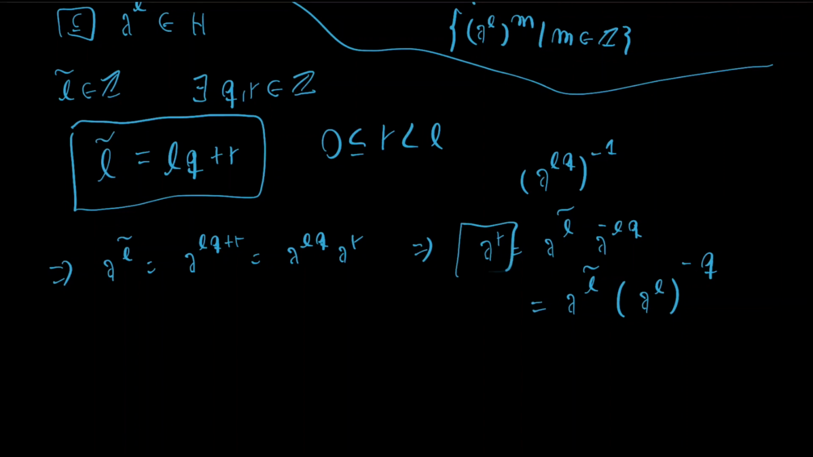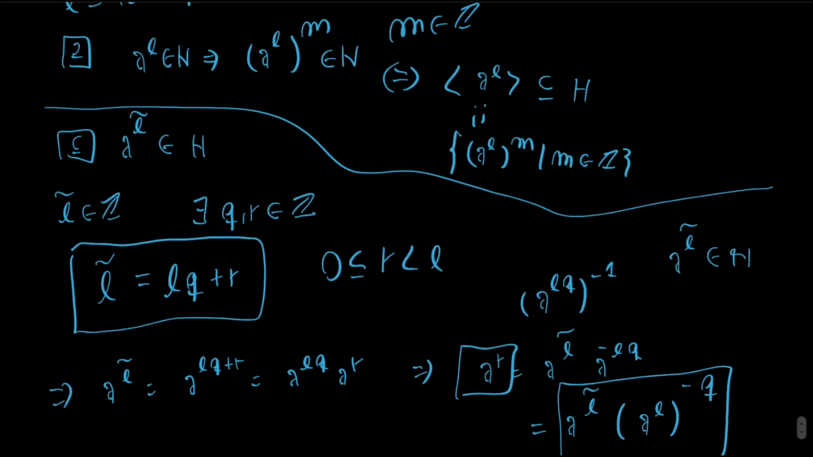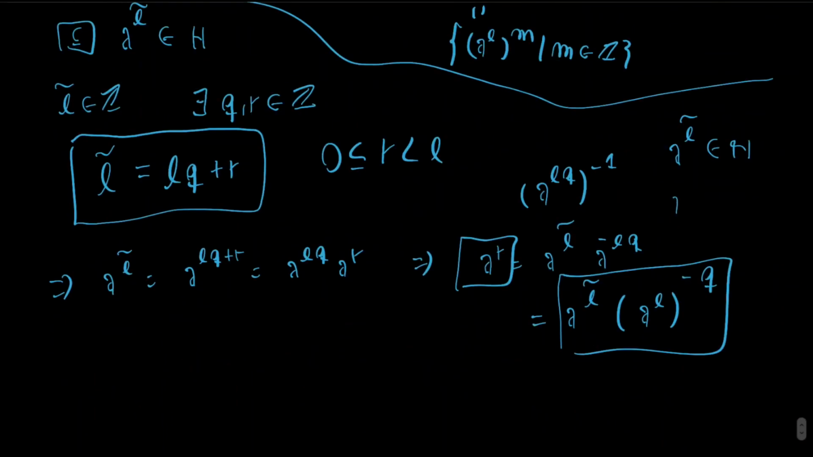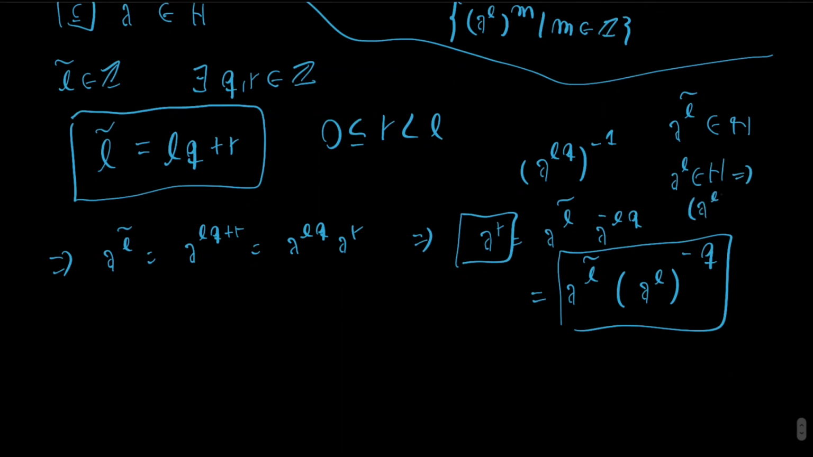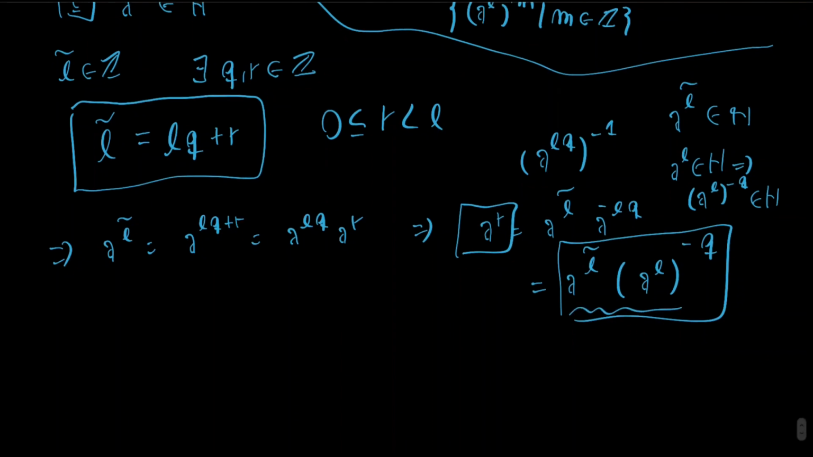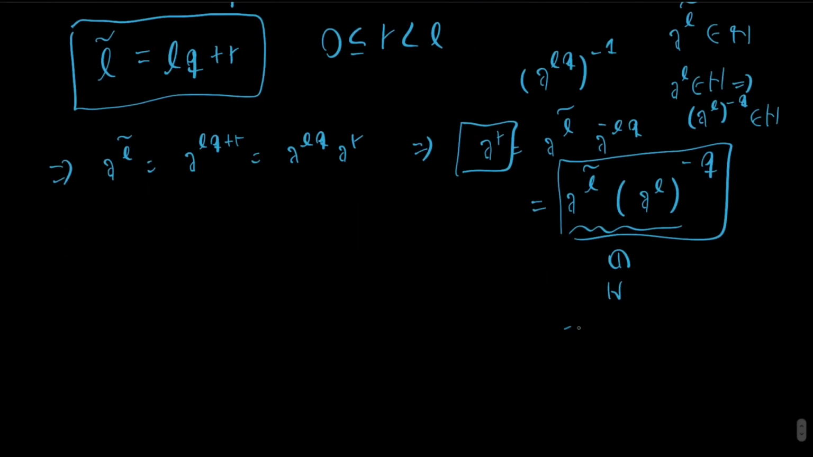Okay, but we have obtained this equality here. Now we know that a to the L tilde is in H by hypothesis, so we supposed it up here, and we know that a to the L is in H by the very way we defined our L. And so we have that a to the L to the minus q, being a power of a to the L, by the closure of the subgroup H is of course an element of H itself, and so we'll have this, again by the closure of H, is also an element of H, and so a to the r is an element of H.